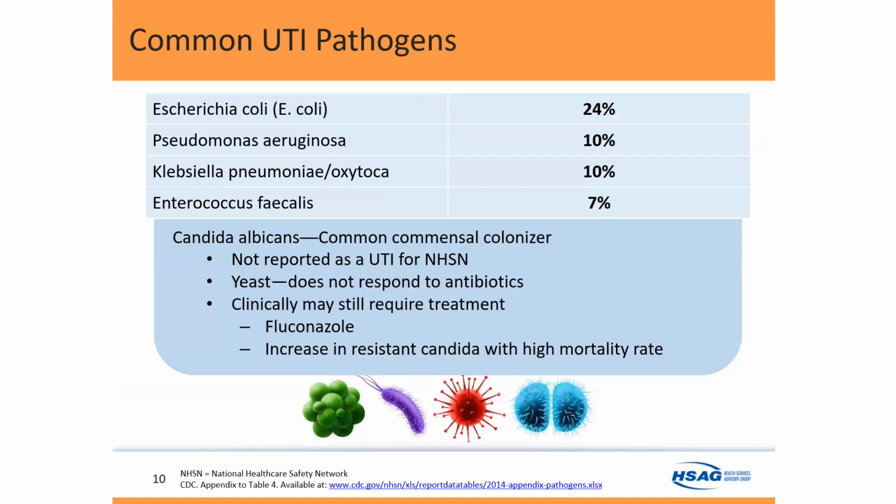So as mentioned previously, E. coli is the most common pathogen in causing a UTI at 24%, whereas Pseudomonas and Klebsiella are equal at 10%, with Enterococcus being the least common at 7%.